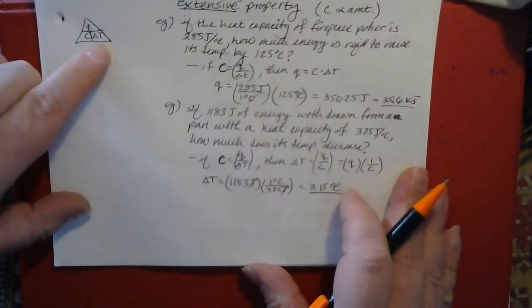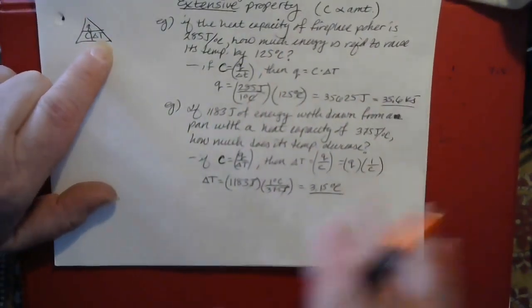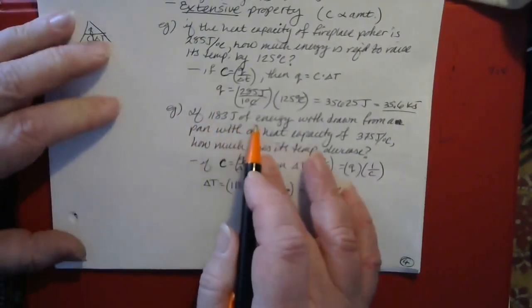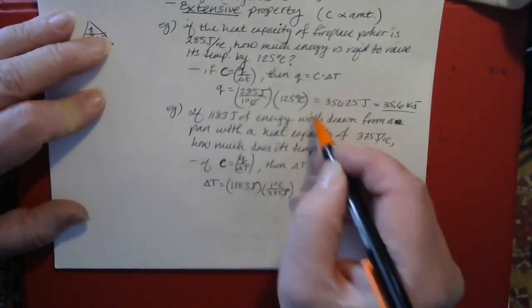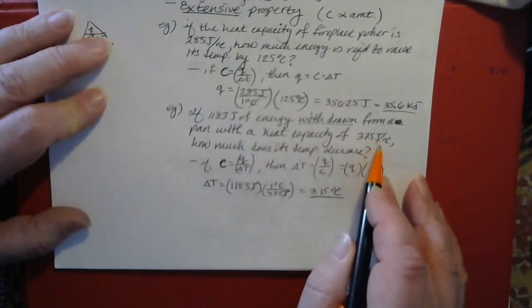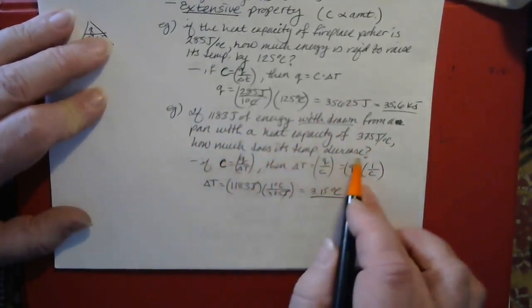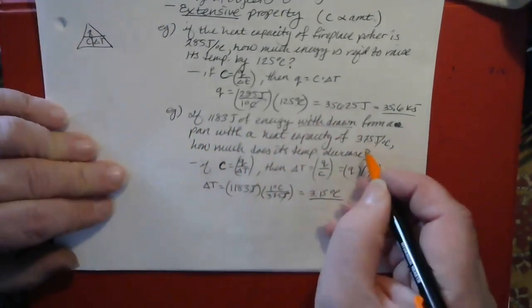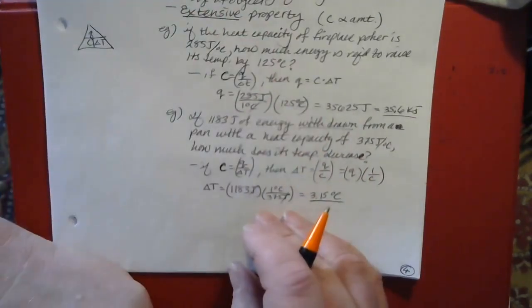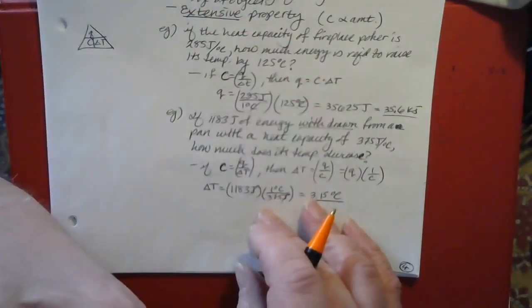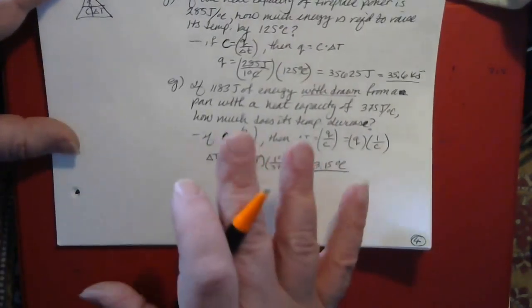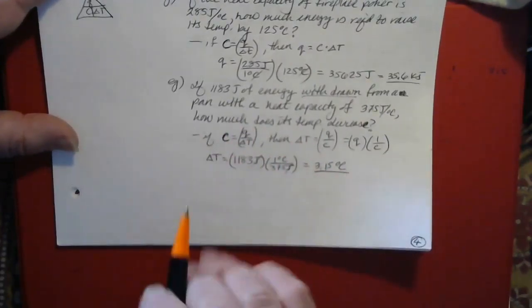And another thing you can do, of course, is calculate how much a temperature should change if you know C and Q. So say if 1183 joules of energy is withdrawn from a pan with a heat capacity of 375 joules per degree Celsius, how much does this temperature decrease? Because we've been talking so far mostly about adding heat to things and having the temperature go up, but it's equally true that you can withdraw heat from something and have the temperature go down. And so this equation works in both cases.